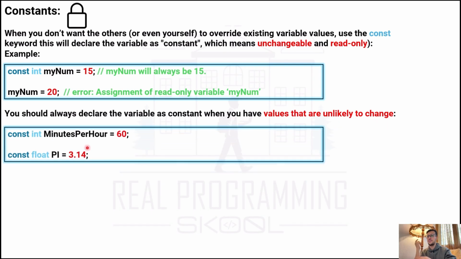Exactly. For example, minutes per hour. An hour is always 60 minutes. So why would you want to change it, or why leave it in your program without closing it? So you close it with the const keyword. Sometimes developers are beginners, or even you yourself make stupid mistakes by accident. So it's better to close it with the const keyword. Pi is always 3.14, so also use const.